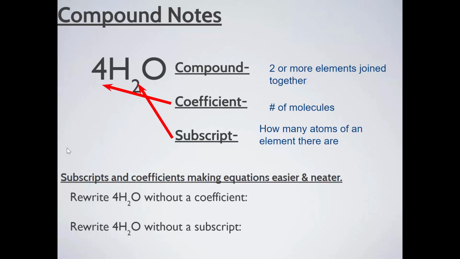For example, we could write 4H2O without the coefficient, but we would have to write it 4 times. We could write 4H2O without a subscript. We would just have to write the H twice. But we don't. We use these conventions to write the formula.